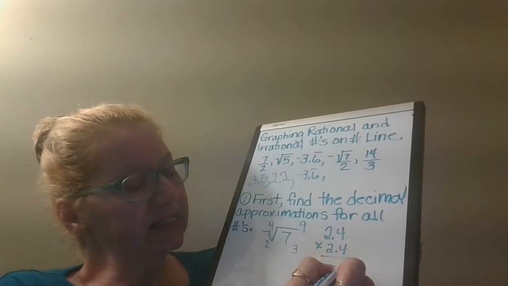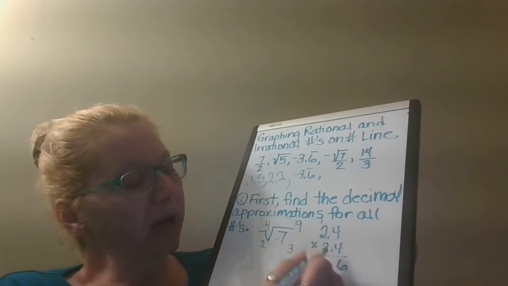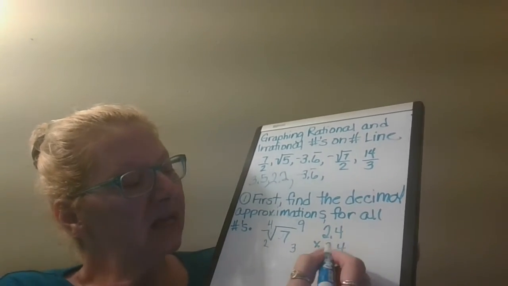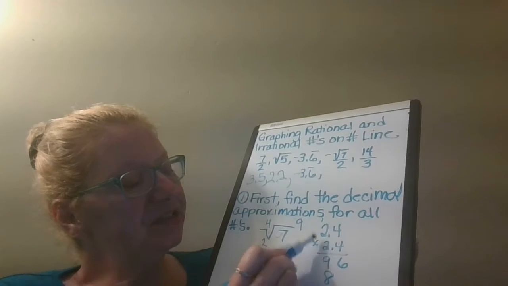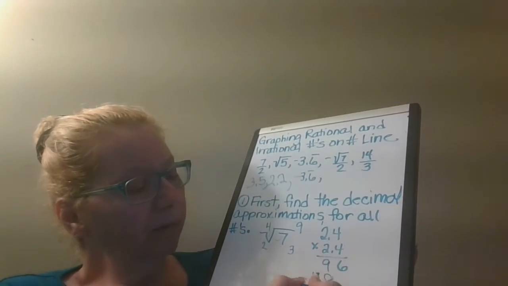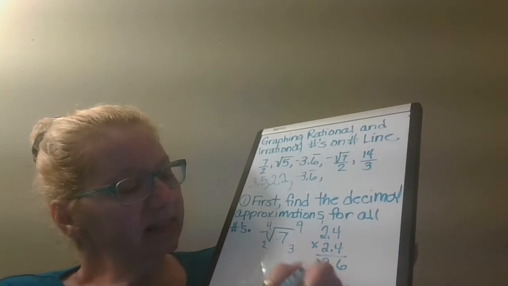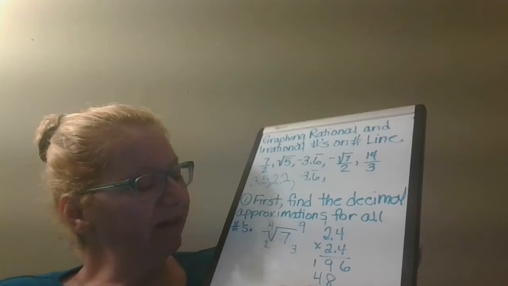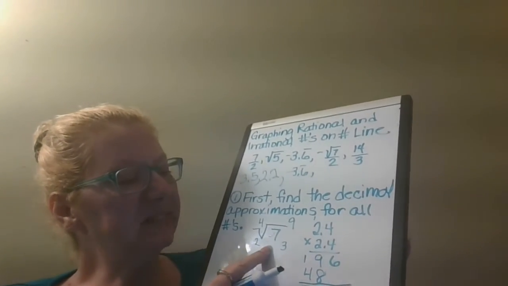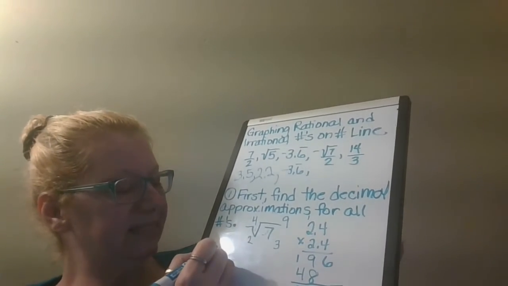4 times 4 is 16. Carry 1. 4 times 2 is 8. Plus 1 is 9. 2 times 4 is 8. And 2 times 2 is 4. So we bring down our 6. 9 plus 8 is 17. Carry a 1 is 5.76. We're pretty far away from 7, so let's skip 2 and go up to 2.6.